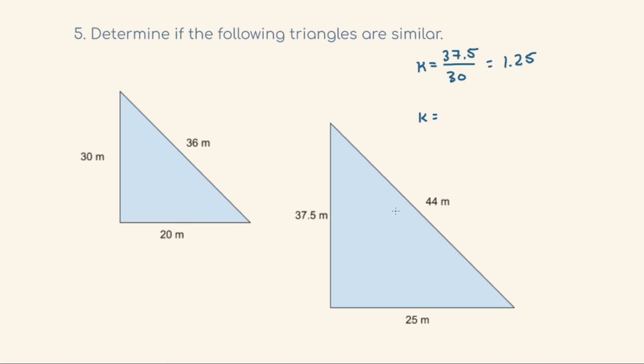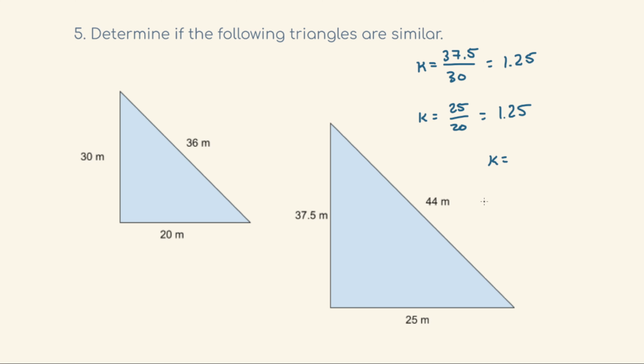Now let's find the k for my horizontal lengths over here. Since I started with the big divided by the small, I'll do the same thing here. So that's 25 divided by 20, and 25 divided by 20 should also give you 1.25. So far, so good.